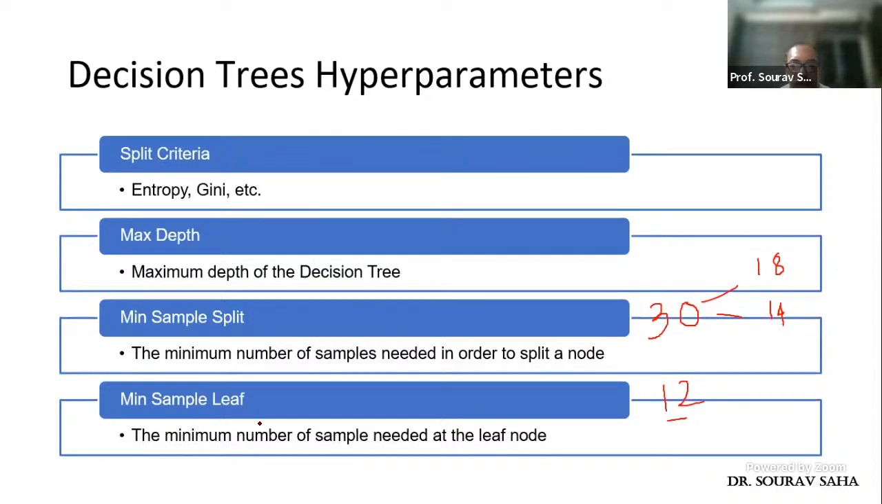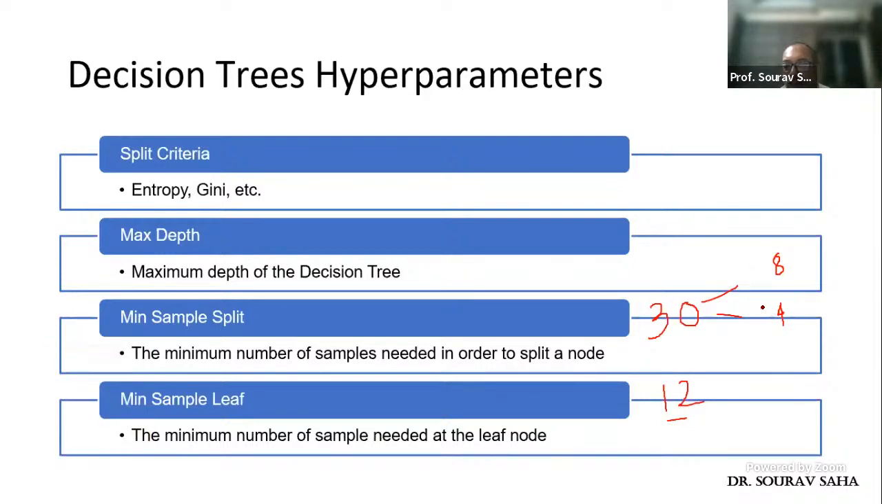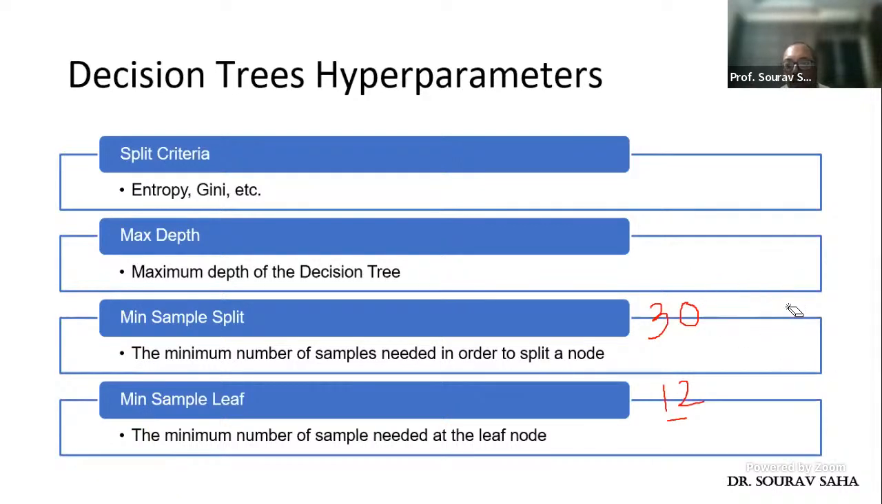Come to the minimum sample leaf part. At this point, 18 and 14 is fine with the minimum sample leaf part. But had this been, let's say, 24 out here after doing the split and 8 out here. Though it satisfied the minimum sample split, it does not satisfy the minimum sample leaf because here it has come as 8, whereas the minimum number required was 12. So this particular split will become invalid and we will probably have to go back to wherever we were.